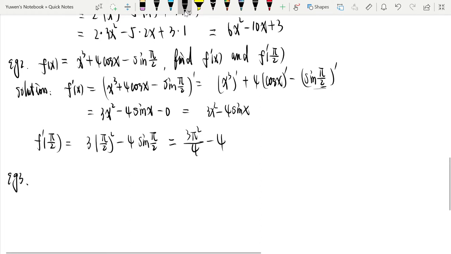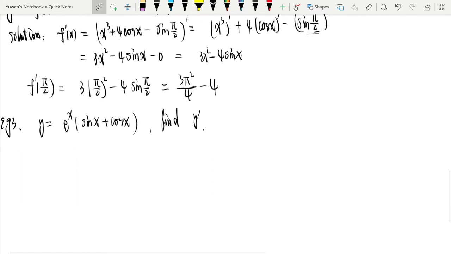The third example, that is y equals e to the x times (sine x plus cosine x). Find the derivative of y. The solution is, first we know that this function is a multiplication of two functions. Every bracket can be regarded as one function. So first we need to use the product rule.